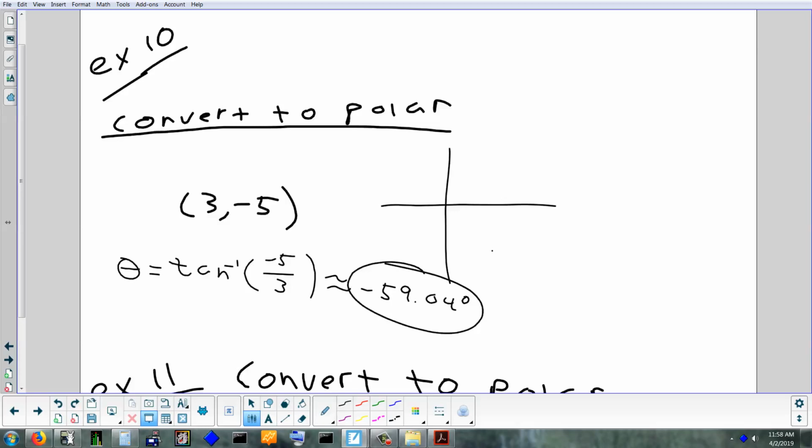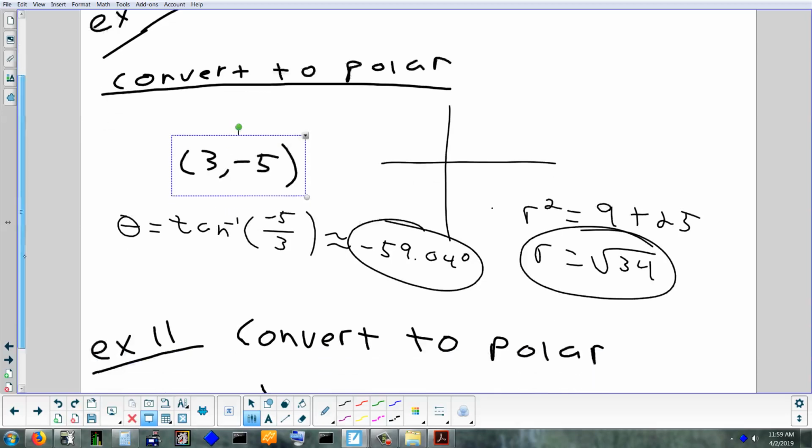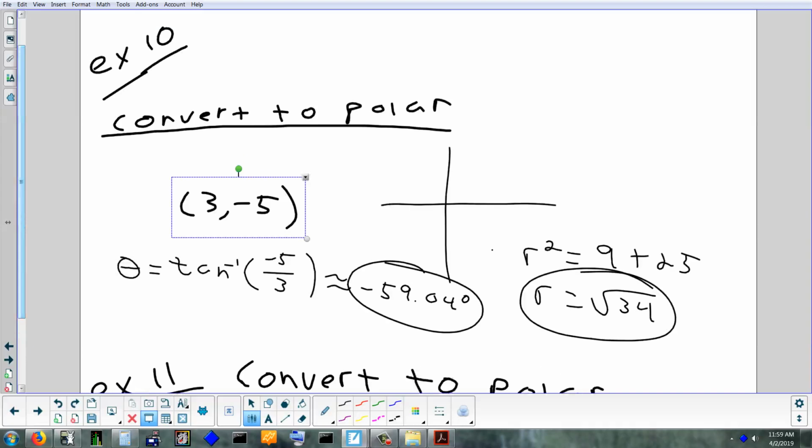Okay, so there's my angle. And what's the other thing I need? What letter? R. And how do we get R? Just do the Pythagorean theorem. R squared equals, what's x squared? 9. And -5 squared. So R is the square root of 34. If you can reduce it, as always, make sure you reduce that square root. Okay. So the answer in polar is going to be R, comma, theta.